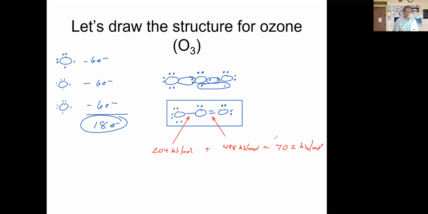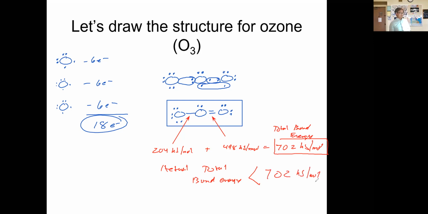That's exactly what we just did for sulfite. That's what we expect for this structure of ozone. Actually, what we find is that the total bond energy is less. Whatever the actual total bond energy for ozone is, it is less than 702.